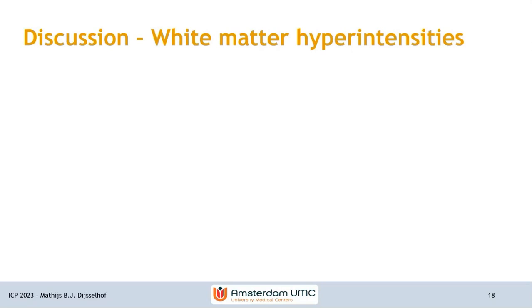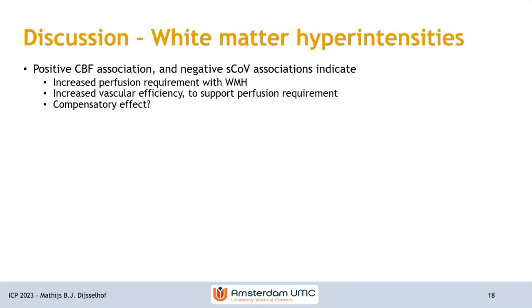Then continuing with the white matter hyperintensities, we found a positive association with CBF and a negative association with variation. And this would mean that there is an increased perfusion requirement with white matter hyperintensities. And of course, if we need to get more blood there, then we need to get it there more efficiently. So then the spatial coefficient would decrease, which is what we're seeing. And this could maybe indicate a compensatory effect. Damage is happening, or we may want to try and repair the damage, or at least prevent more damage. So the brain is trying to improve blood flow there. This is in contrast with existing literature.